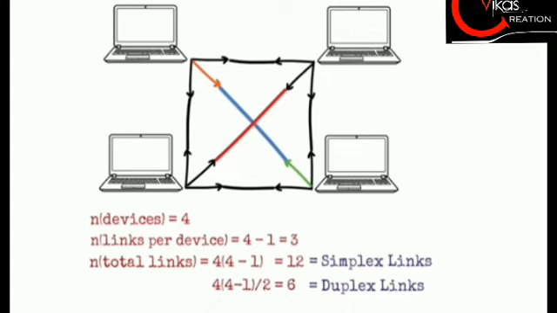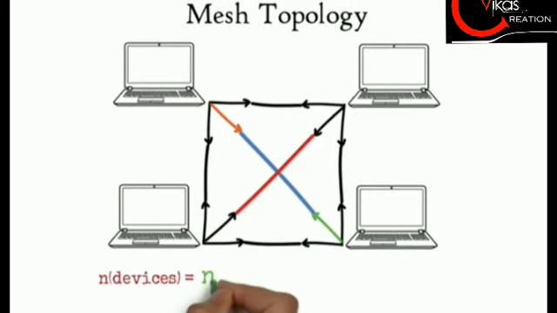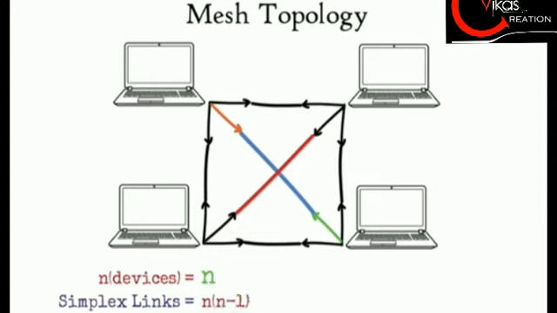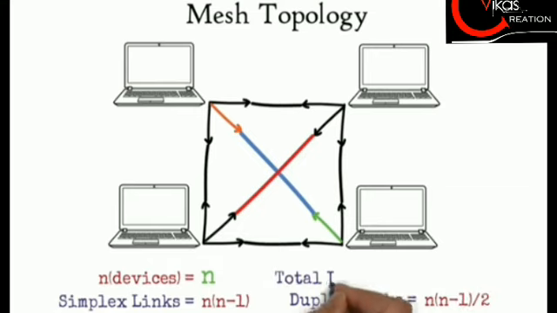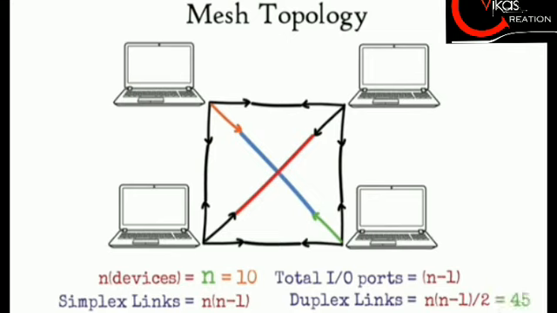In general, if there are n devices, the total number of simplex links is n into n minus 1. The total number of duplex links is n into n minus 1 by 2. And the total number of input-output ports in each device is n minus 1. So, if the total number of computers to be connected is 10, then the total number of duplex links will be 45, and each device should have 9 input-output ports, which would be difficult to manage and also increase the cost.